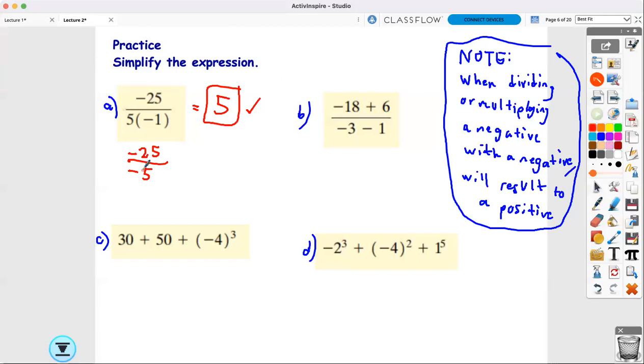-25 divided by -5, which is where our note comes into play. Two negatives make a positive. 25 divided by 5 is a +5. Now, what I do when I see two negatives on top of each other, class, I'm going to show you what I do. Not that you have to do it.